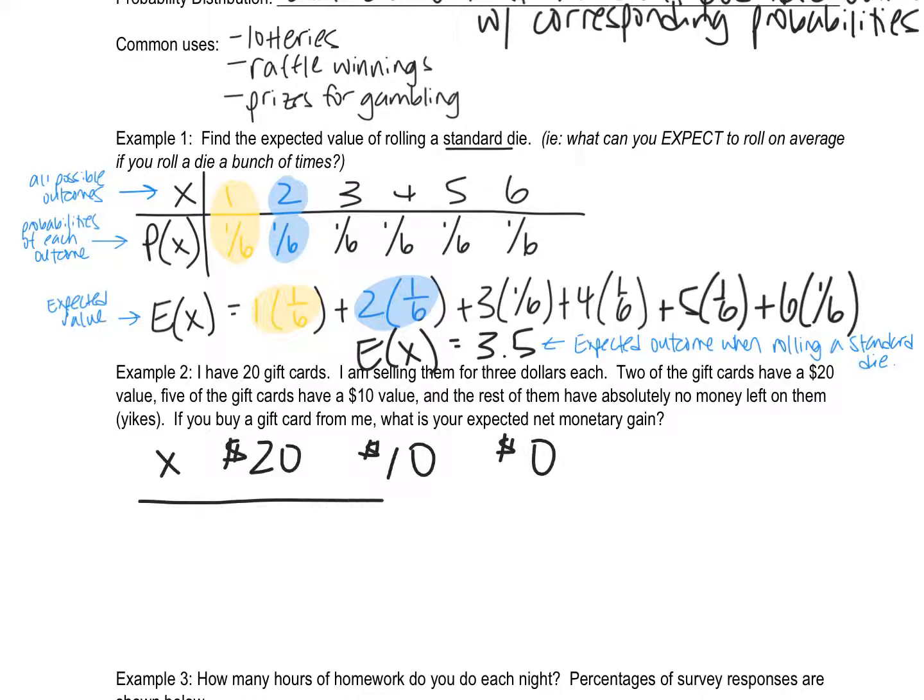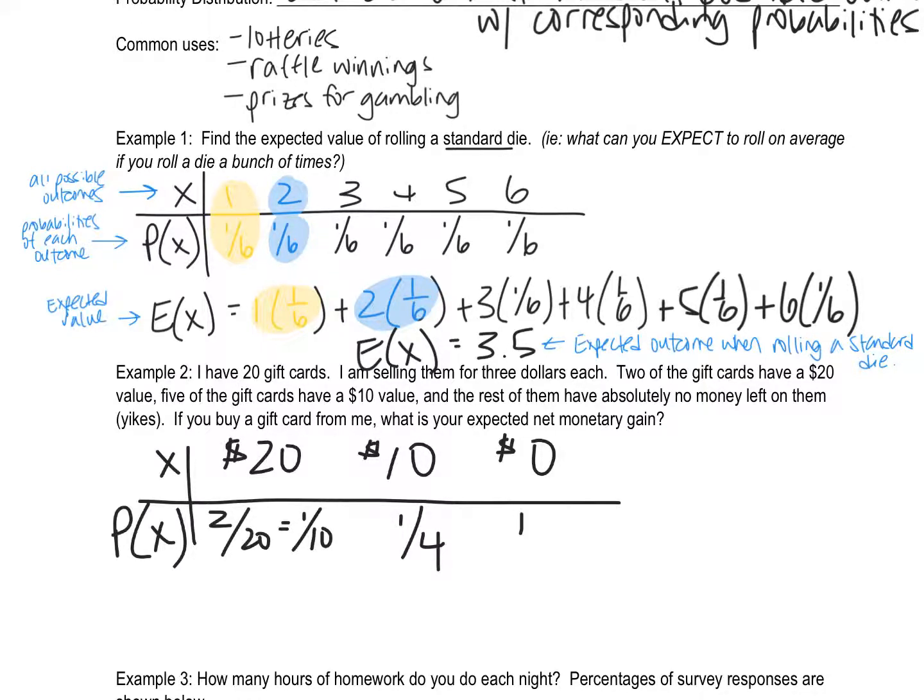And let's come up with probabilities of each one. So all of the probabilities, what is the probability of winning a $20 gift card? So 2 out of the 20 is the same thing as 1/10. You can reduce them more, you don't have to either way. How many of them have a $10 value? 5 out of the 20, so that reduces to 1/4. So the rest of them, which is 13, have $0.